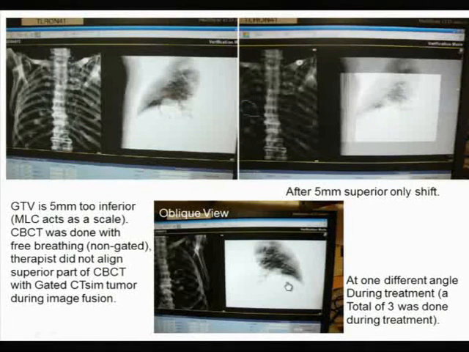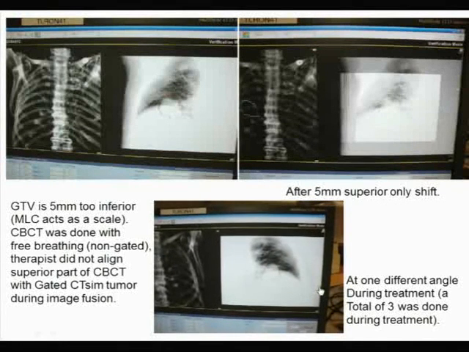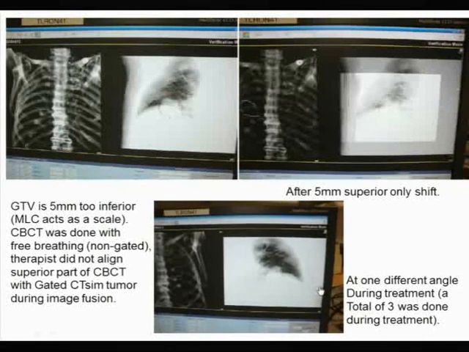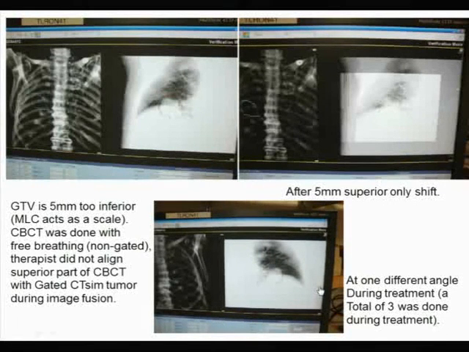This is the oblique view. Gate closed, gate open. It basically gives you confidence that you set up right. So from that time on, I always make sure the therapist aligns either the fiducial or the GTV superiorly to the cone beam CT. Then you always get it perfect.